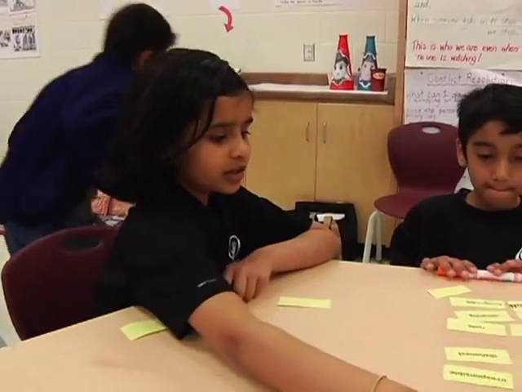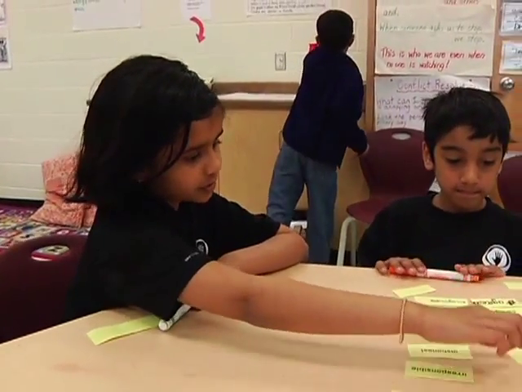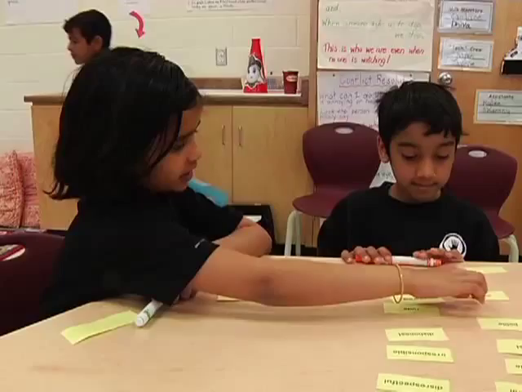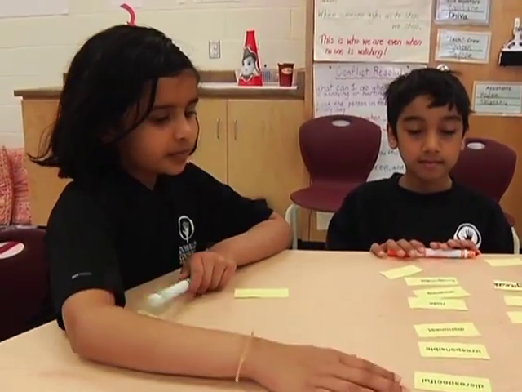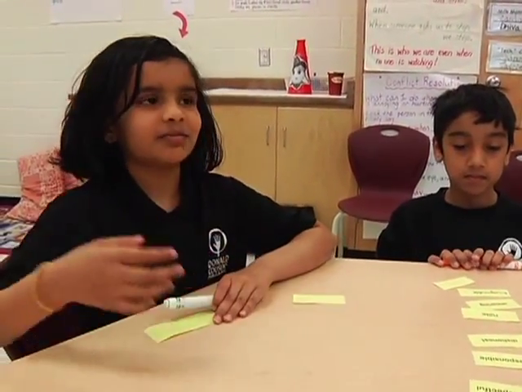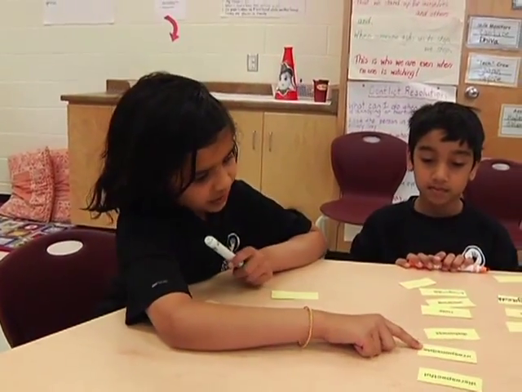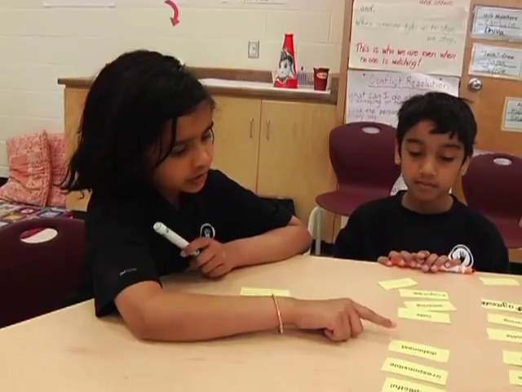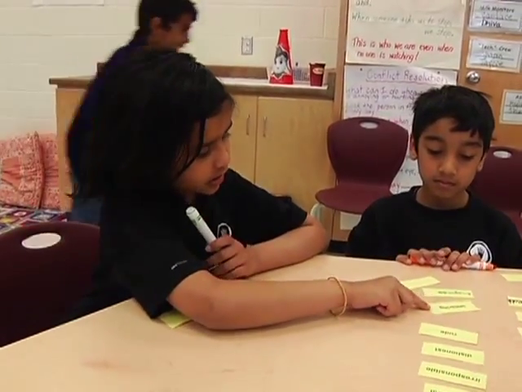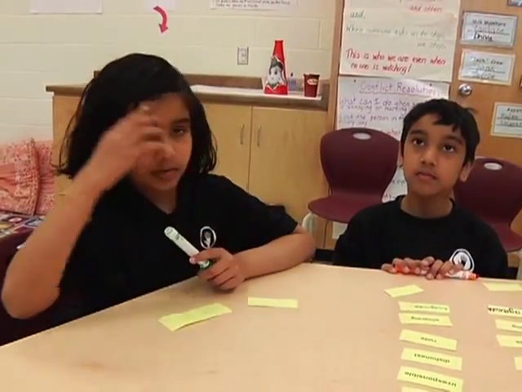The positive way is respectful, responsible, honest, polite, caring, and agreeable. And the negative way is disrespectful, irresponsible, dishonest, rude, uncaring, and disagreeable.